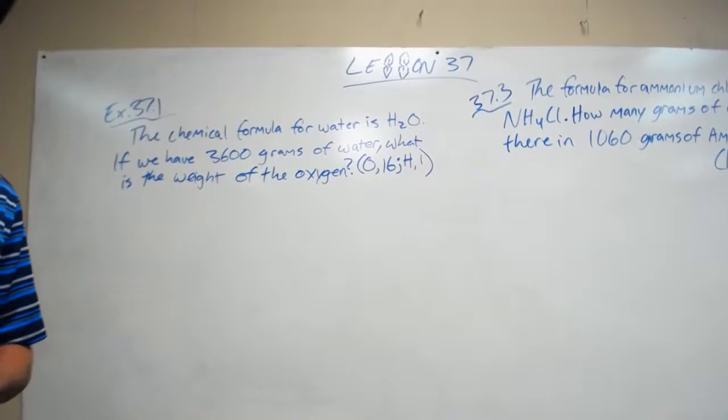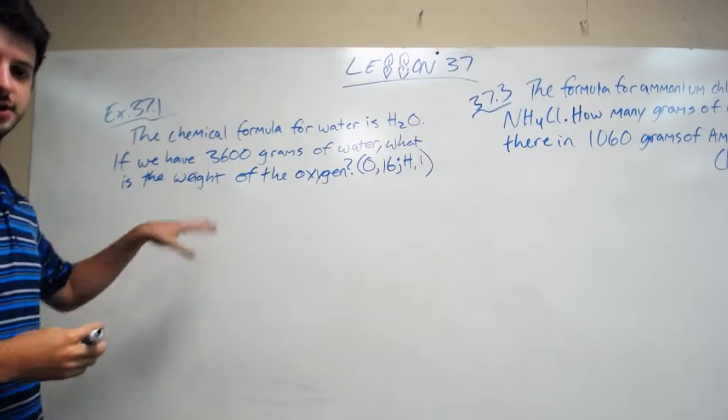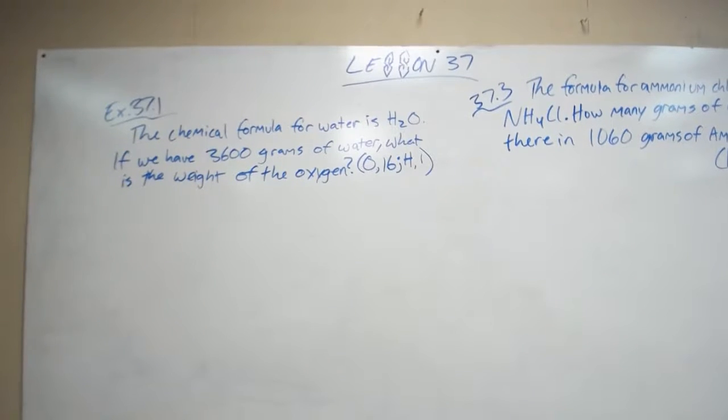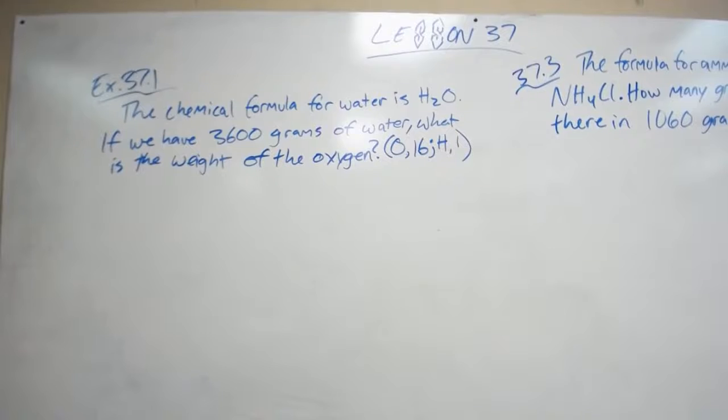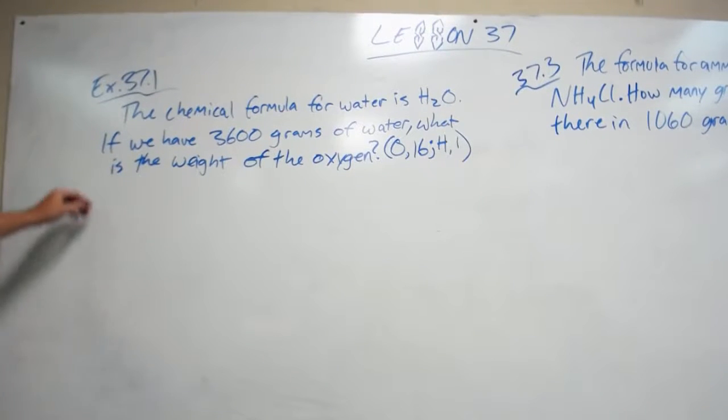Moving on to lesson 37, chemical compounds. What we're going to do when we solve for these chemical compounds, it may look difficult because it looks like chemistry or whatever, but all we're actually going to do is ratio boxes, and I'll show you how we do that. Let's look at example 1.